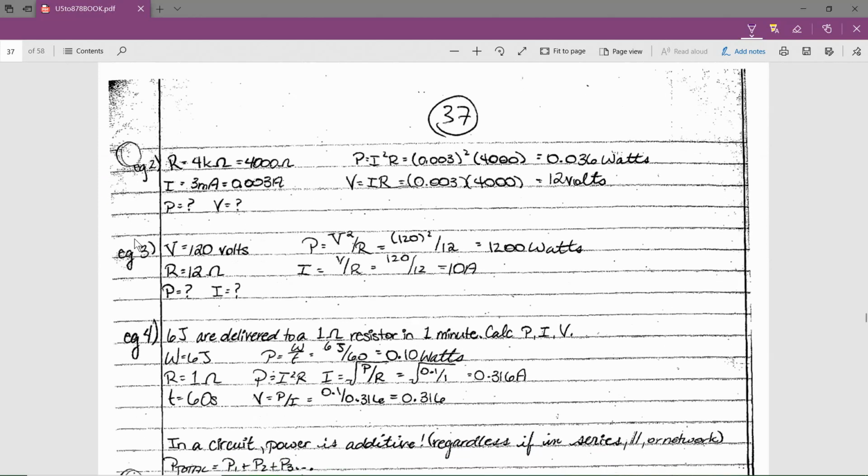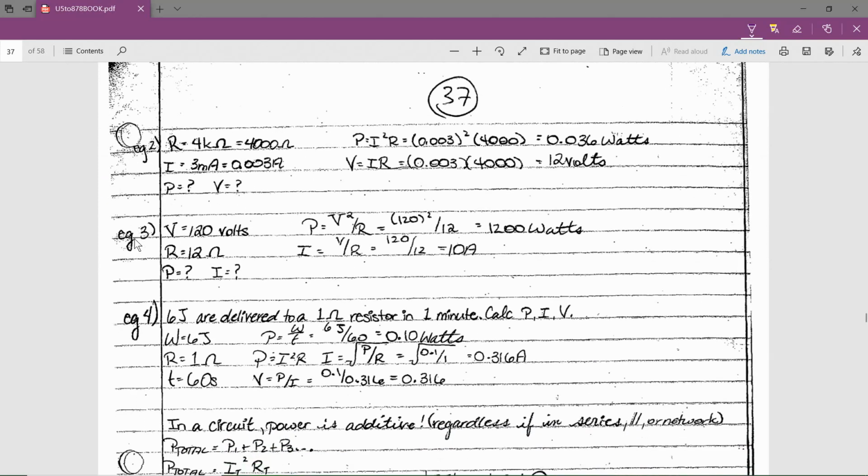Page 37, example 2. Let's say you're given a load which is 4 kilo ohms worth of resistance, which is 4,000 ohms, and 3 milliamps, which is 0.003 amps. So I want to get the power and the voltage. The power is I squared times R, so 0.003 squared times 4,000, which is 0.036 watts. And the voltage is I times R, 0.003 times 4,000, which is 12 volts.